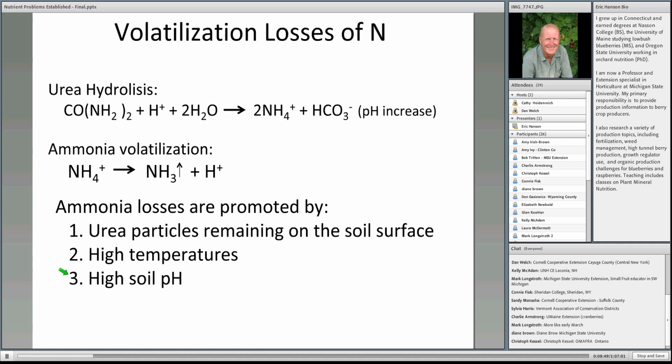So in the case of blueberries, where soil pH is naturally low, there's less likelihood of losing nitrogen in the form of ammonia gas. But it is something to consider in the case of strawberries in particular, where we might be fertilizing in the middle of the summer where the temperatures are real hot. You'd want to make accommodations for reducing that potential, and usually that means irrigating that fertilizer into the soil to protect it.